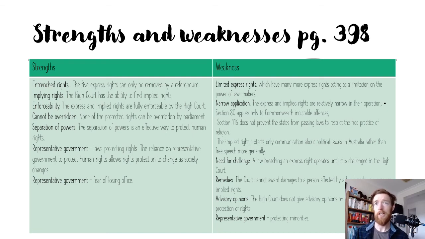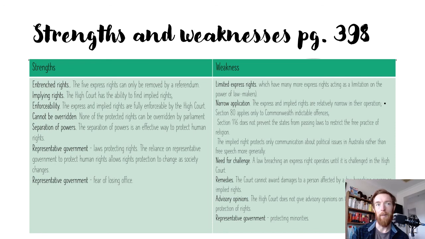There's a need for challenge, so a law breaching an express right operates until it's challenged in the High Court. So they could breach our rights, and until someone takes it to the High Court, nothing happens. The court cannot award damages to a person affected by a law breaching anyone's express or implied rights. So they can only change the law, they can't actually get financial benefit for it. The High Court doesn't give advisory opinions on the protection of rights, and representative government doesn't always protect minorities.